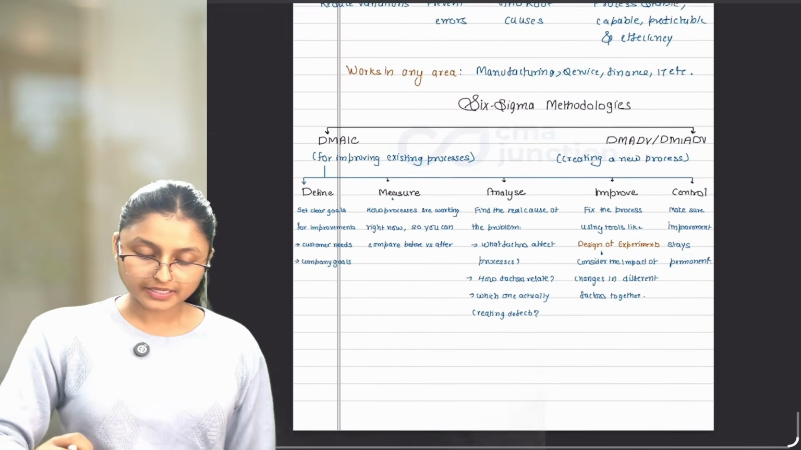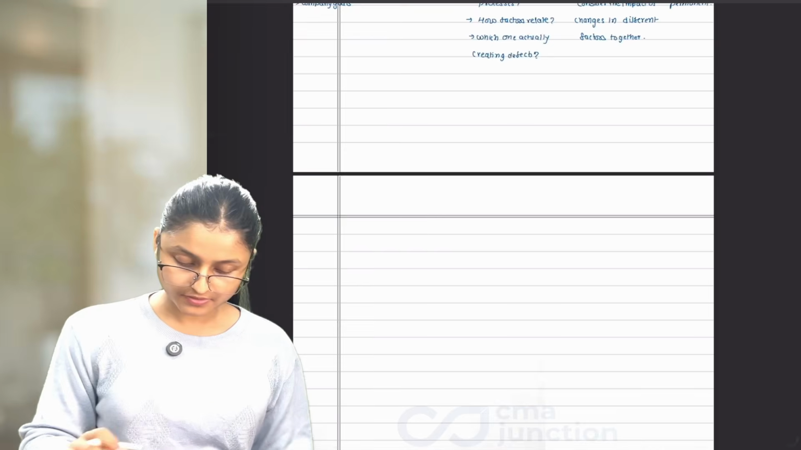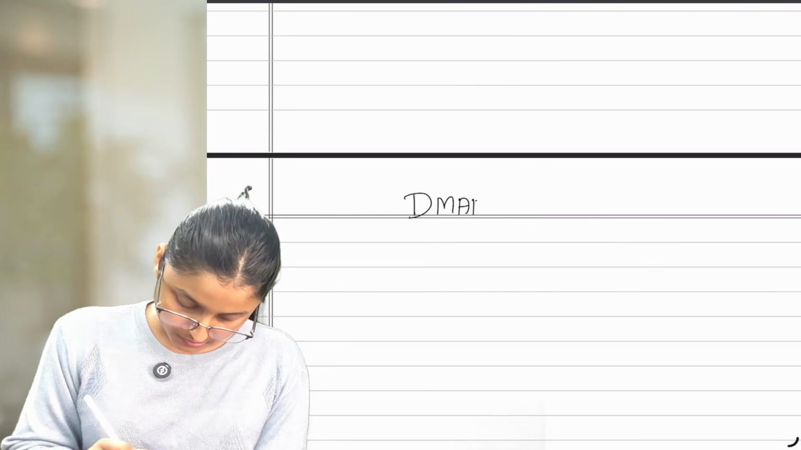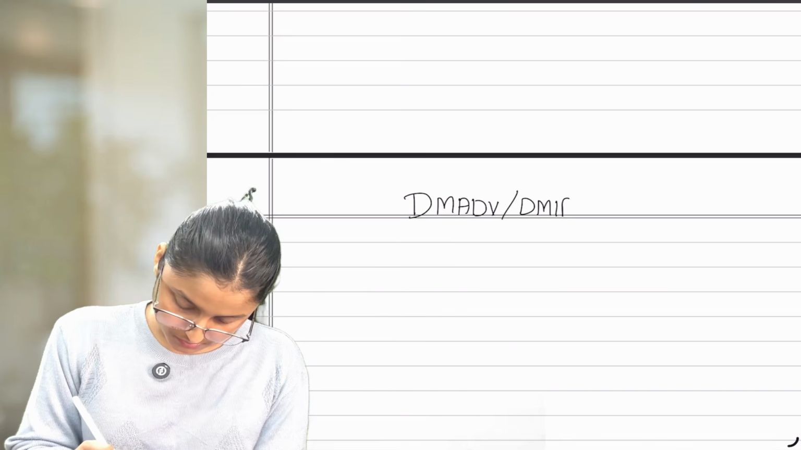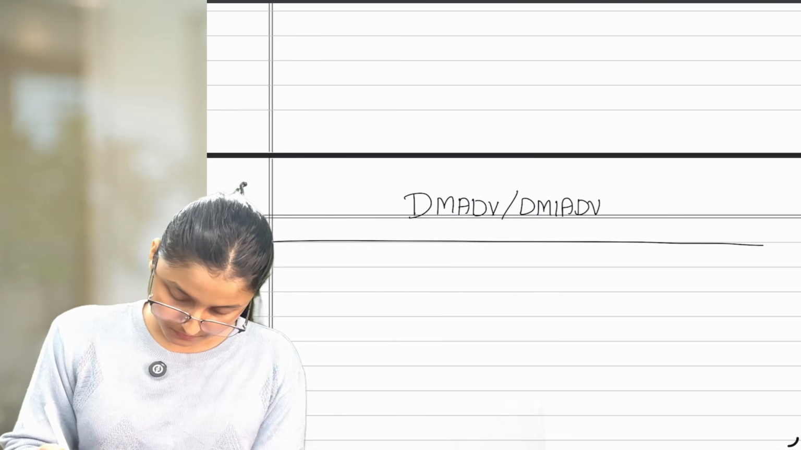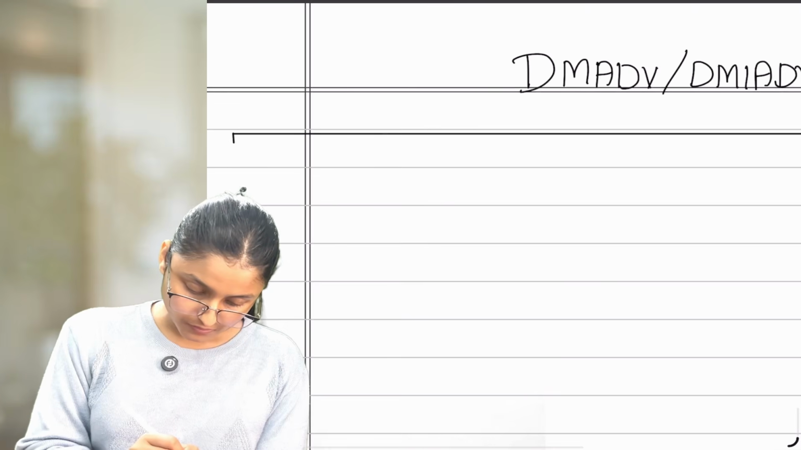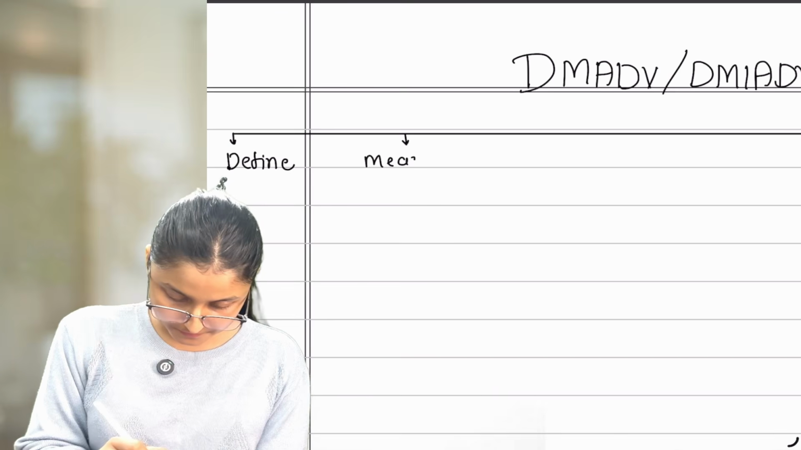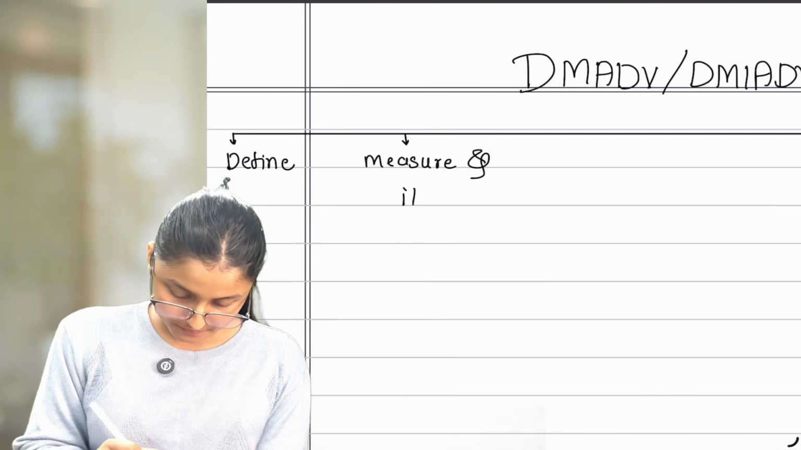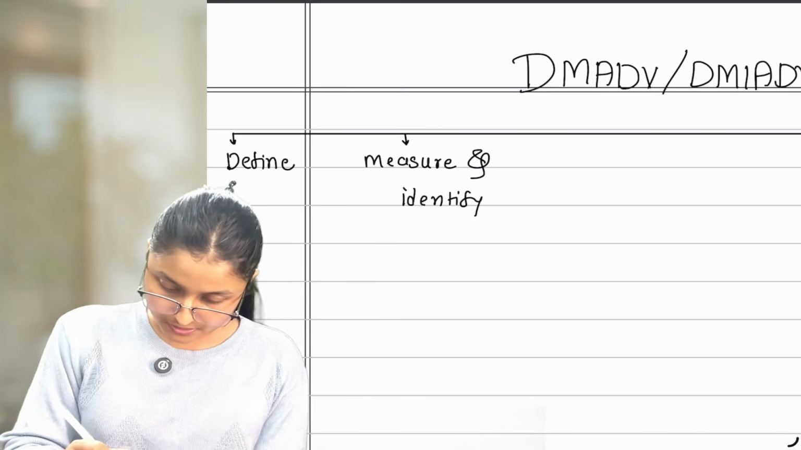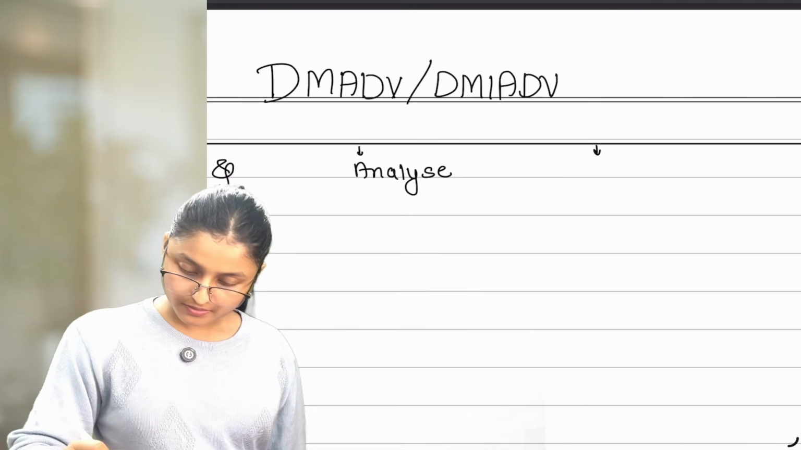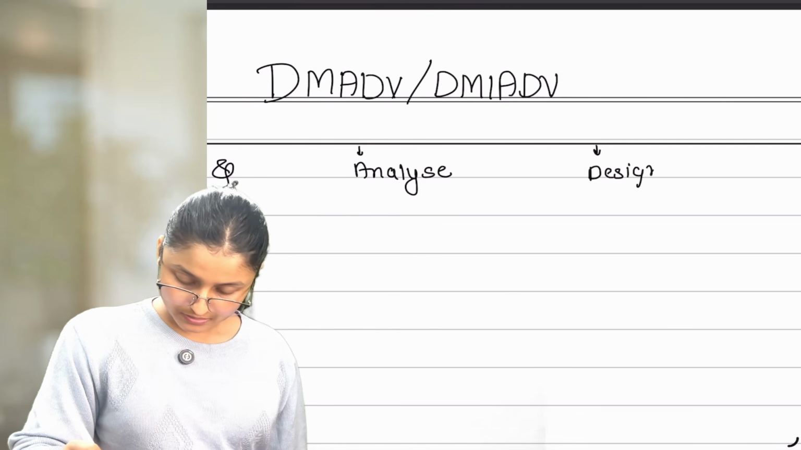This is DMAIC. Next comes DMADV, which is also known as DMIADV. This involves first define, next measure and identify, next analyze, then design, and then verify.